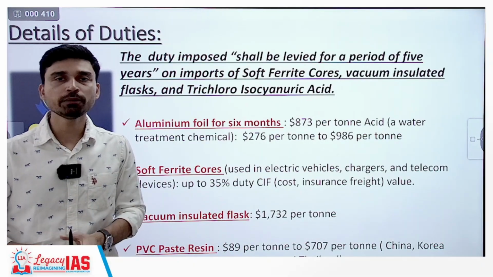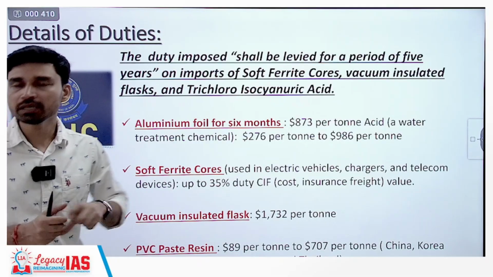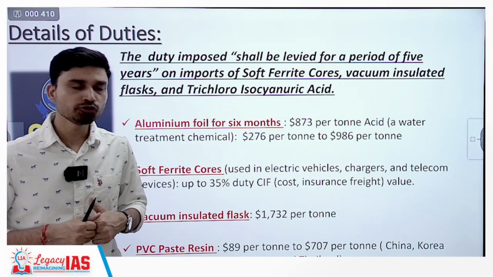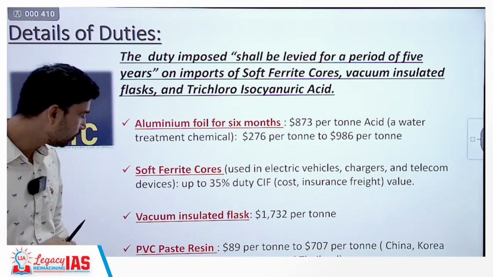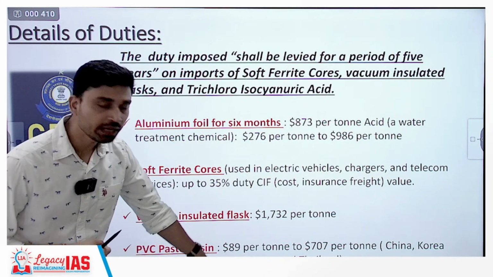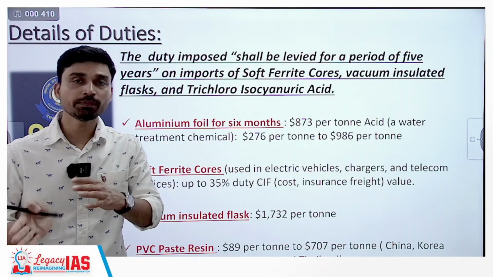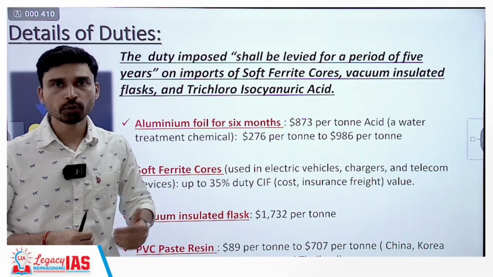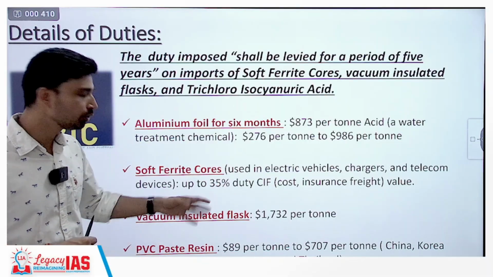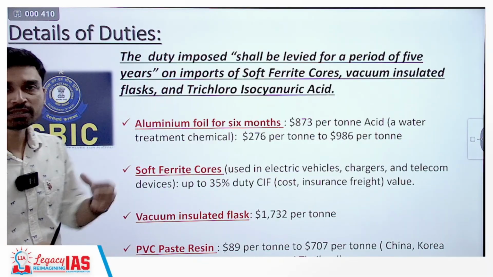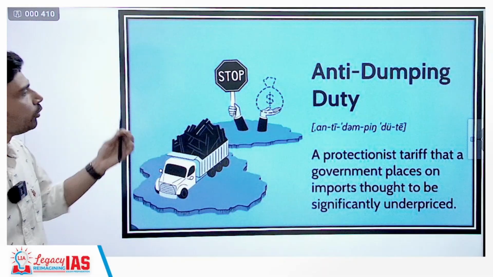Now why this variation? Because for these particular goods, the duty is not only being imposed on China but also on other countries such as South Korea, Malaysia, Norway, Taiwan and Thailand, from where cheap imports were flowing into India. To control that, the duty has been imposed upon them. So these are the 5 major goods on which the anti-dumping duty has been levied.